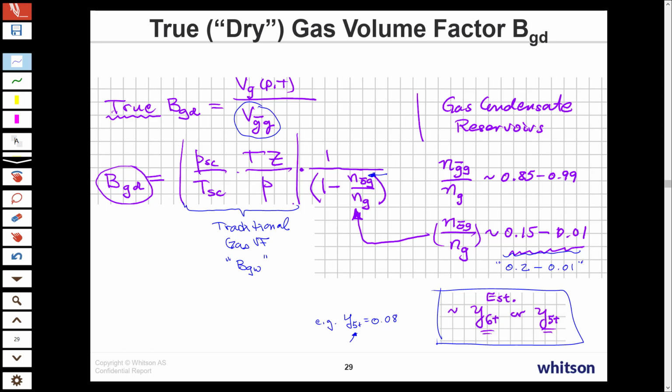This BGD is going to be 8% higher than the traditional BG definition. So this is something that you can't ignore when the correction terms are in the magnitude of up to 15 to 20%.